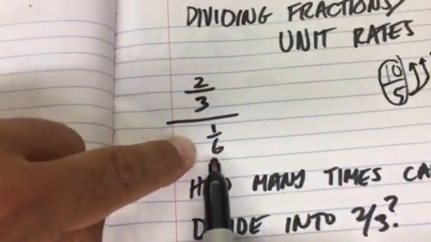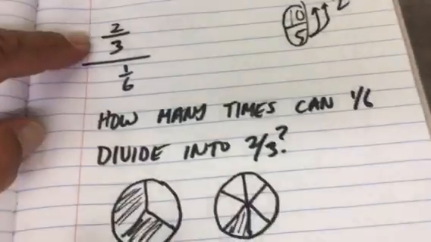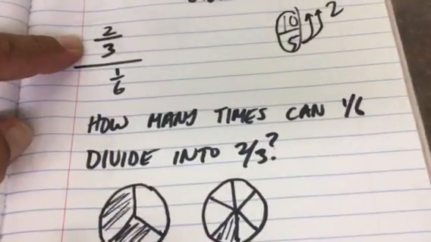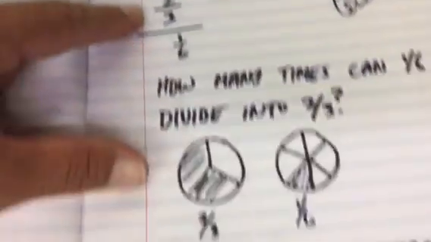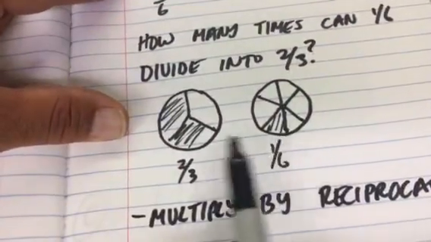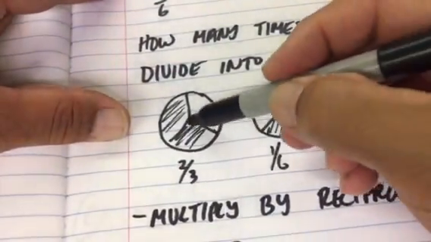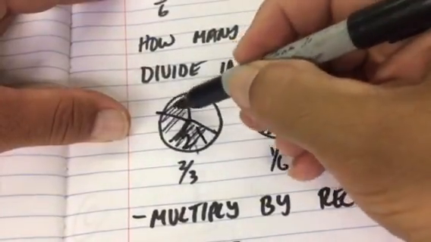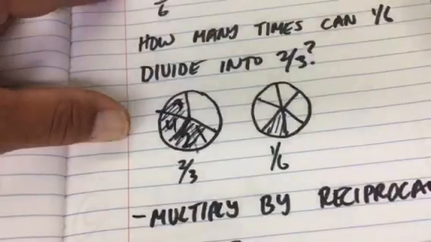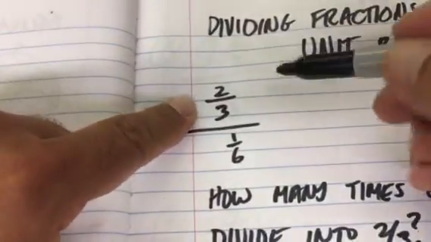Likewise, how many times does 1/6 fit into 2/3? How many times can 1/6 divide into 2/3? How many times does it fit? That's the question. And we can visualize that 1/6 fits in here once, twice, 3, and 4 times. So our answer should come out to be 4. And here's how we do this.